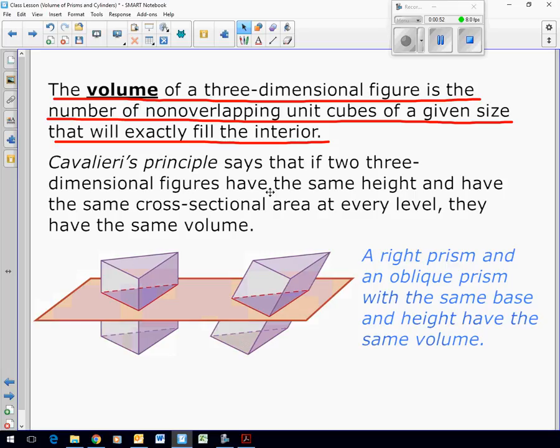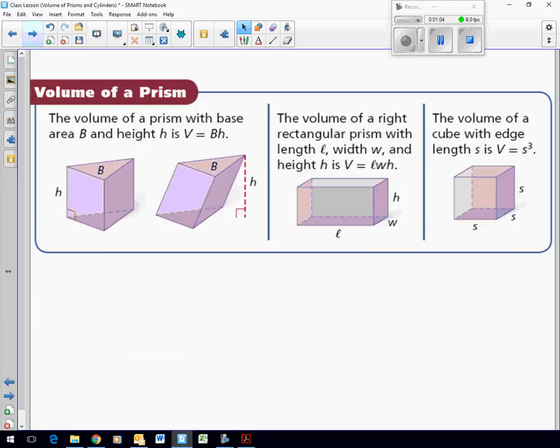Cavalieri's principle says if two three-dimensional figures have the same height and have the same cross-sectional area at every level, they have the same volume. What do I mean? Let's start simple. We're going to talk about the volume of prisms.